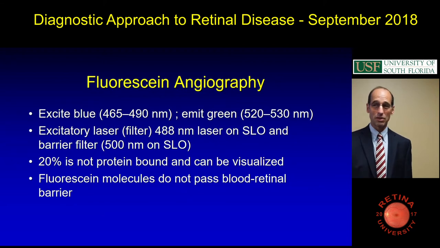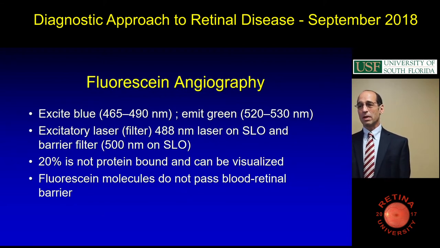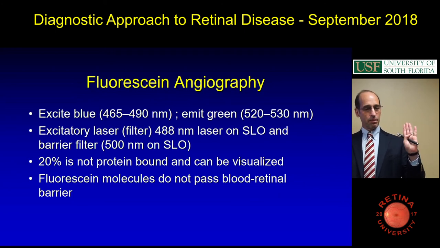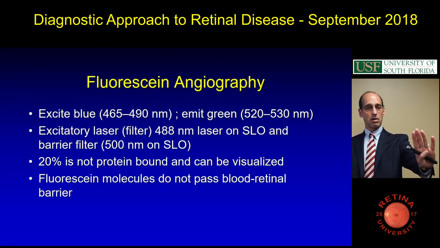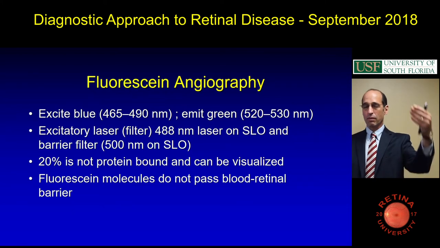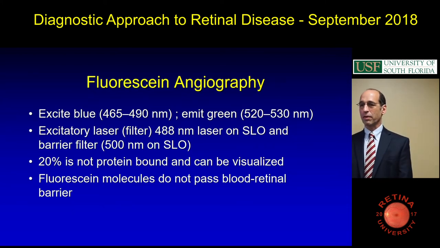It was developed by medical students, which is kind of interesting. The excitatory laser or filter is about 488 on the SLO, and then you have a barrier filter at 500. So the principle is you're shining a light in the eye, and then you're blocking that wavelength from coming back. So you're not getting any reflection, you're just getting where the light changes color, where the fluorescence is. Super important that 20% of fluorescein is not protein bound, so it can be visualized very easily.